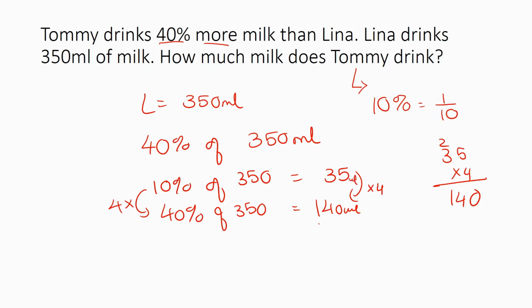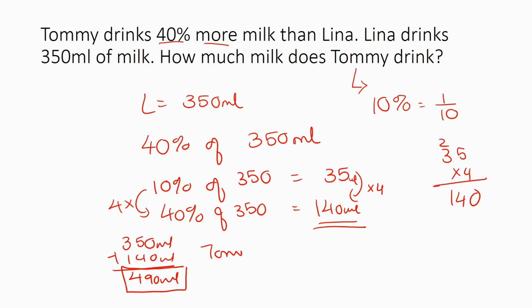And remember, this is not our final answer. We have just found out what 40% of 350 is. And remember, Tommy drinks 40% more. So we need to add 350 ml plus 140 ml, which is 490 ml. So that's the total amount of milk Tommy has. Okay.